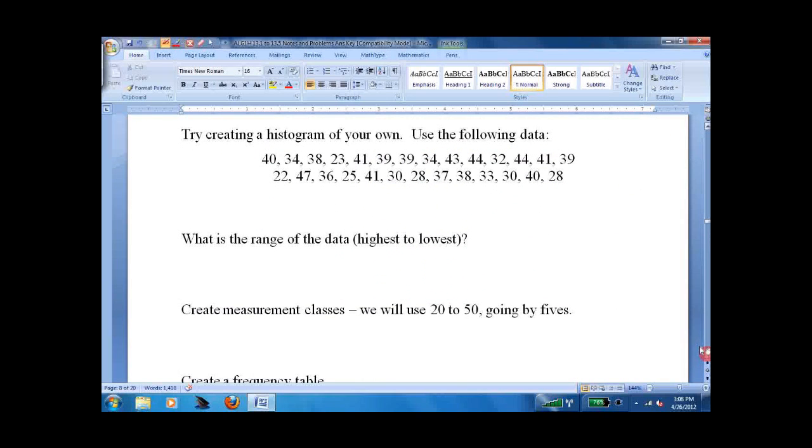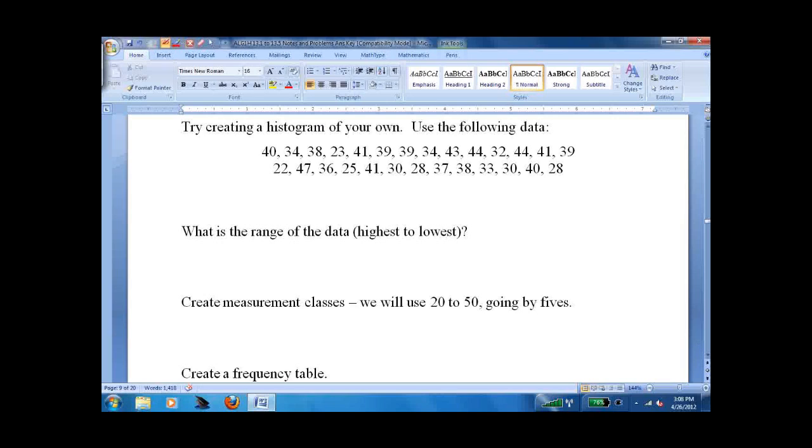So, hard part, create a histogram of your own. Use the following data. All of these are just random points. And in this case, I'll say it's the scores out of 50 on a math quiz. So first thing you do, what's the range of the data? And you look carefully and say it goes from 22 to 47.